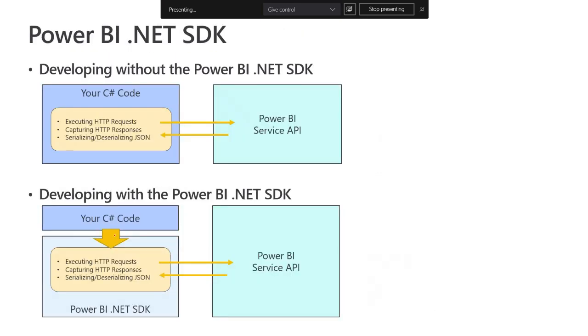So one of the things that we like doing if we're using the .NET Framework or .NET Core is using the Power BI SDK. And the idea is that your C# code will access this library that abstracts away you having to execute HTTP requests and convert back and forth between C# and JSON. So it's very recommended if you're using .NET.